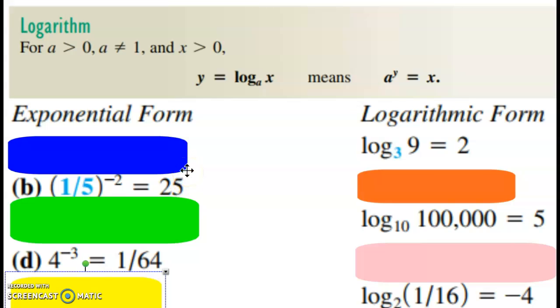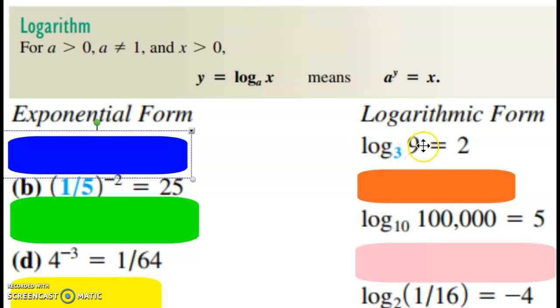Okay, logarithms. We just need to memorize this, guys. Logs are the inverse of exponential functions. So if I have a to the y equals x, that's the exact same thing as saying y equals log base a of x. Okay, so let's get used to going back and forth from log form to exponential form.